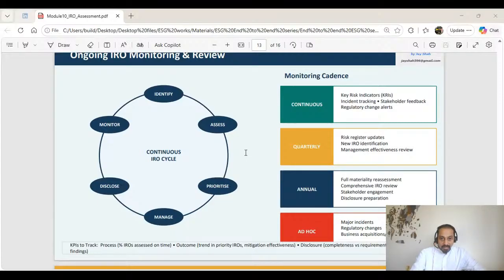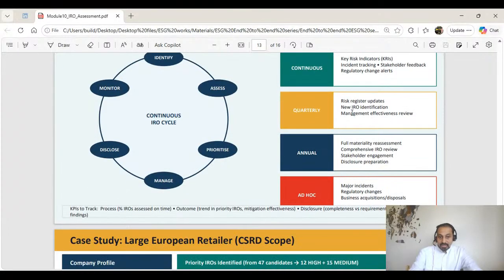And for that, you will require key risk indicators, called KRIs, on an ongoing basis. So you are monitoring regulatory developments, you are feeding incidents and near misses back into your risk assessment. So you are listening to your stakeholder concerns as they arise. And KPIs for IRO management are also very important. So you can develop monitoring continuously, quarterly, annually, or ad hoc.